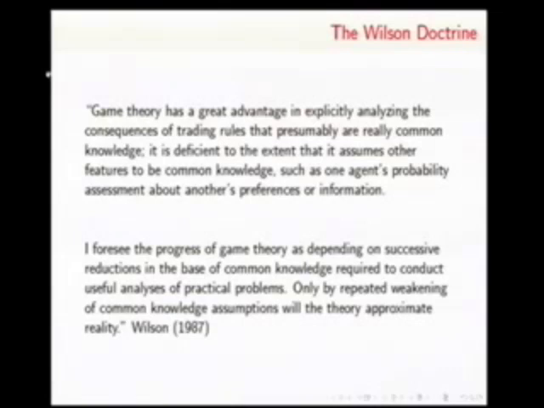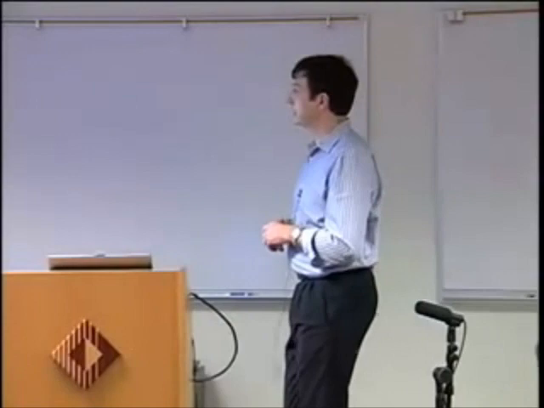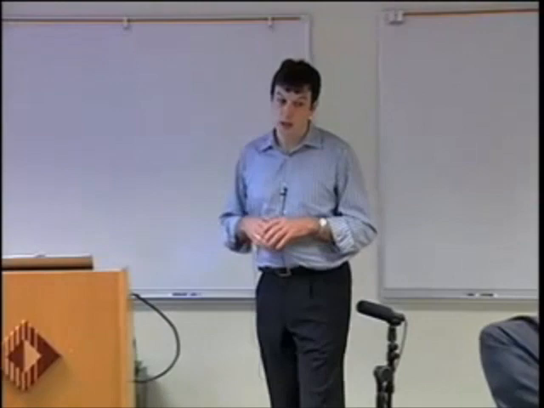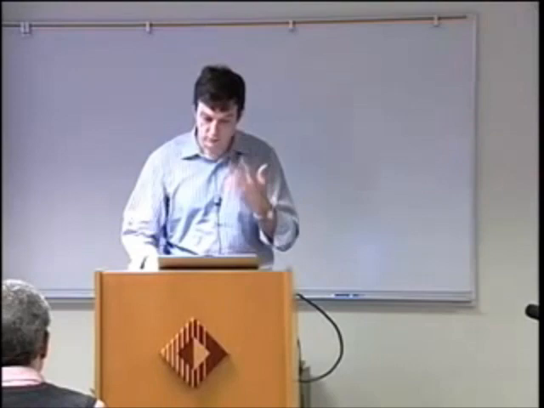What he posited there, so let me read it for you, is that game theory has a great advantage in explicitly analyzing the consequences of trading rules that presumably are really common knowledge. But then he goes on to remark that it is deficient to the extent that it assumes other features to be common knowledge, such as one agent's probability assessment about another's preferences or about the information that other agents have. And on the basis of that, he then proposes a program of research which says that I foresee the progress of game theory as depending on successive reductions in the base of common knowledge required to conduct useful analysis of practical problems. And it's almost an operational definition by saying that only by repeatedly weakening common knowledge assumptions will the theory approximate reality.